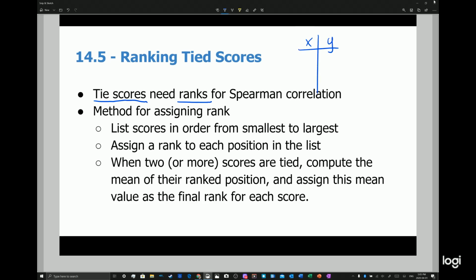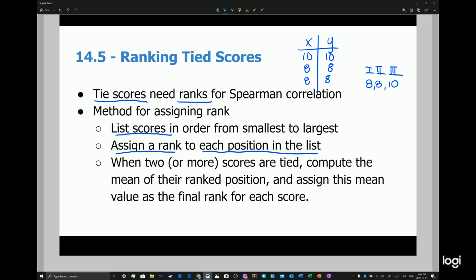So it could be like X, Y here. You got somebody who clearly got high scores, and then you got two people getting the same score somehow. So you get tied scores. How are you gonna rank these guys? Well, here you'll list the scores in order from smallest to largest, and we got a practice of that in the worksheet. Okay, and then you assign a rank to each position in the list. So here would be rank number 1, rank number 2, and rank number 3, smallest to largest.